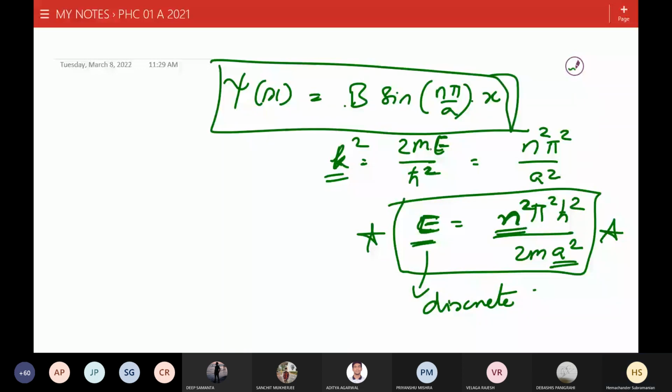B. How do you determine B? What is the physical approach that you need to use to determine B? What is it? Any ideas? You have to figure out what is psi. What is psi? Psi is?